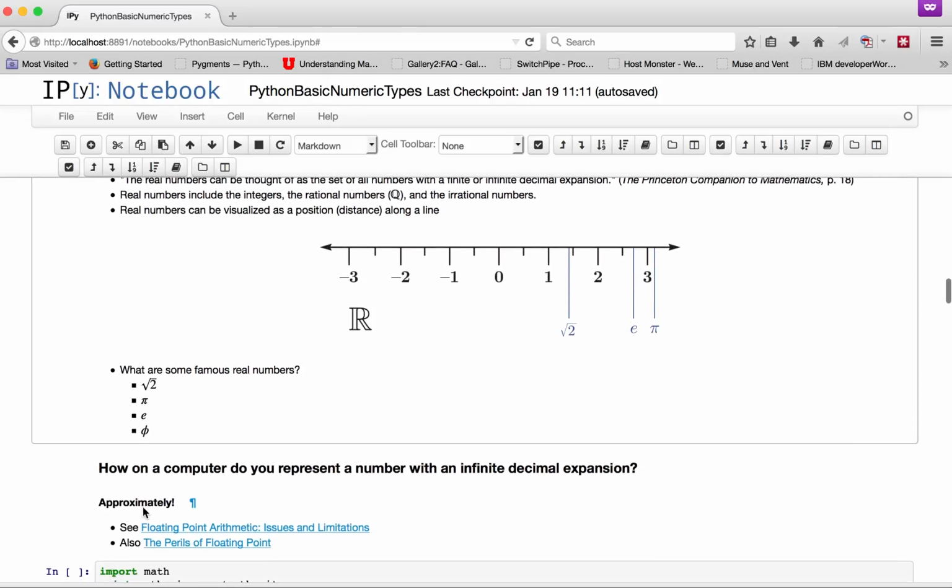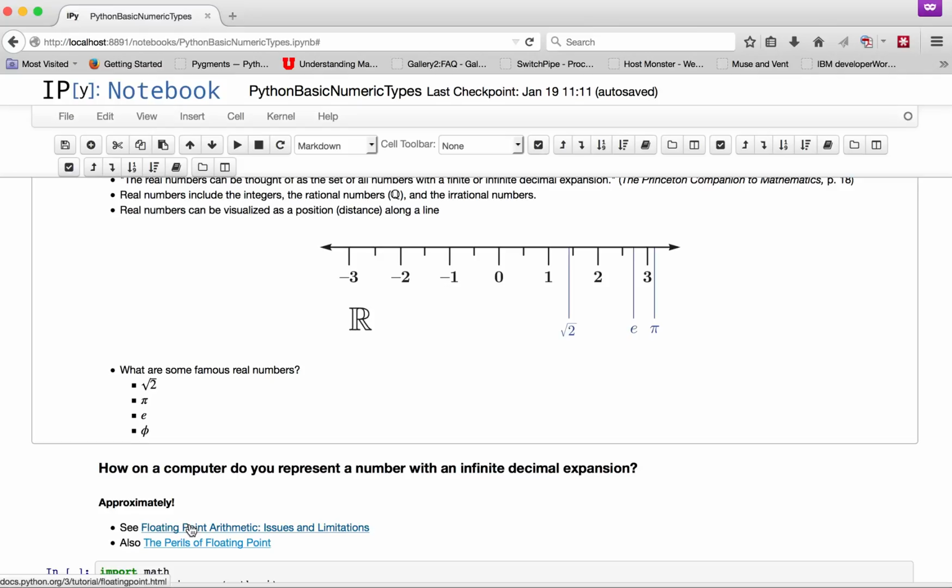So the immediate question here, similar to the question of infinite integers, is how on a computer do you represent a number with an infinite decimal expansion? We don't have an infinite number of positions on the computer to represent the values of this number. So the obvious answer is we represent real numbers approximately.